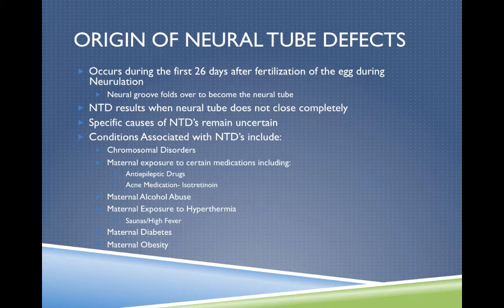Some conditions associated with neural tube defects include chromosomal disorders, especially trisomy 13 and 18, as well as some deletions and duplications. Others include maternal exposure to certain medications, including anti-epileptic drugs and acne medications, maternal alcohol abuse, maternal exposure to hyperthermia, like using saunas or having a high fever during pregnancy, maternal diabetes, and maternal obesity.